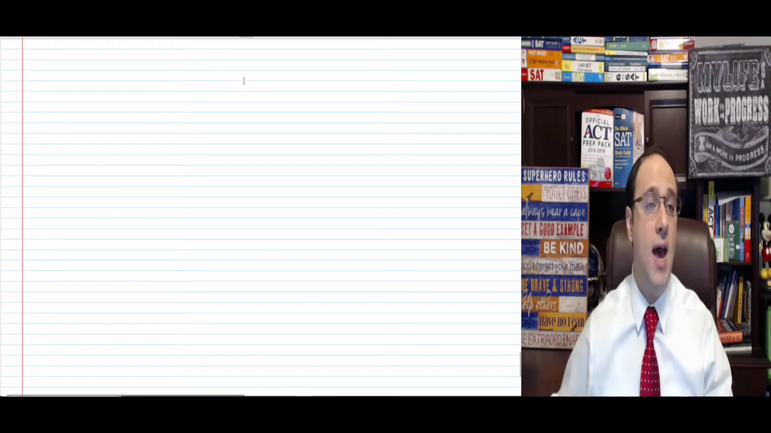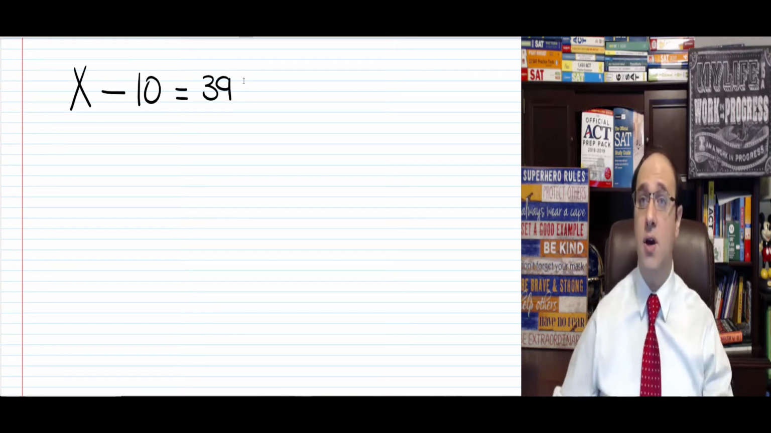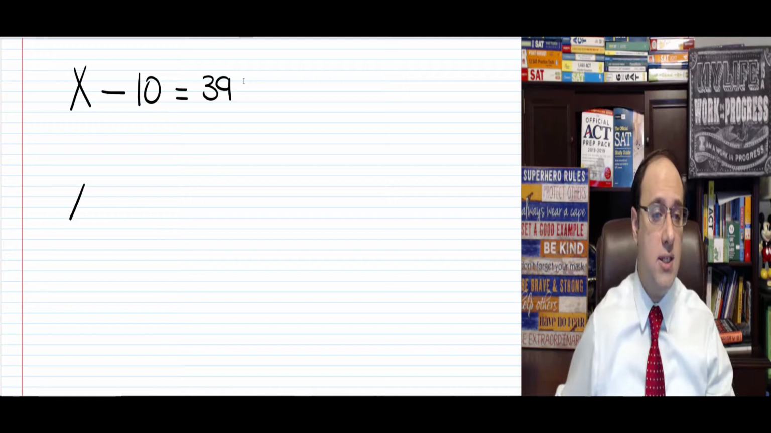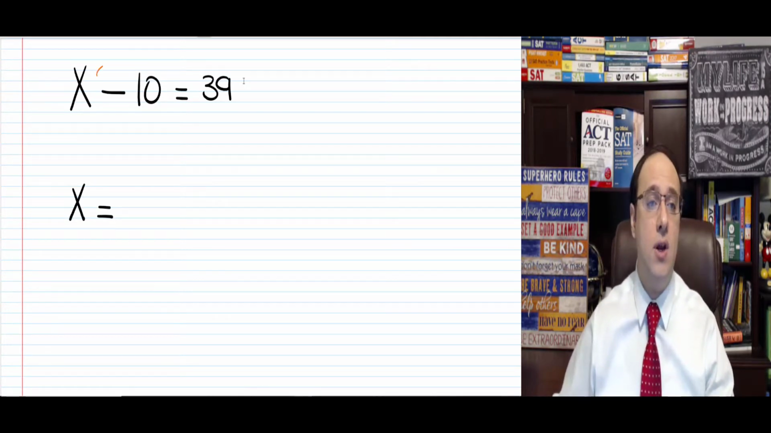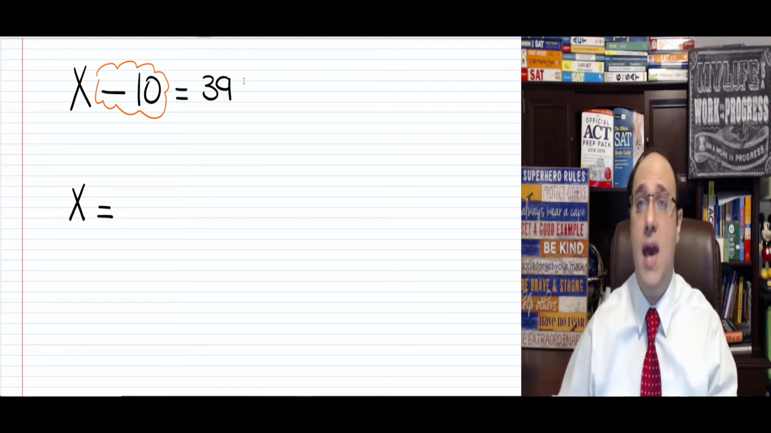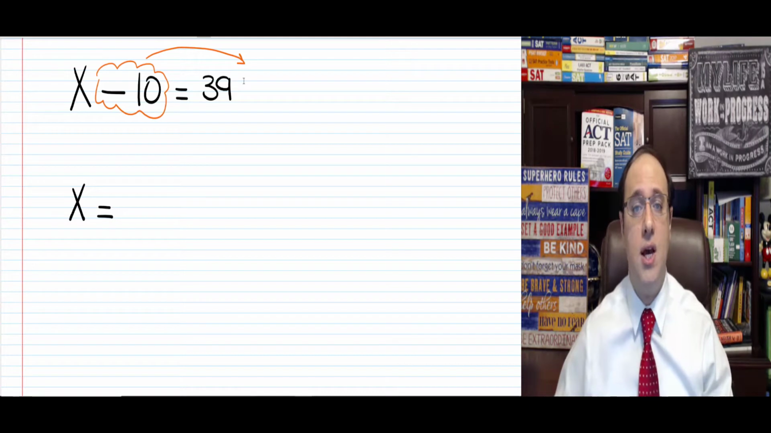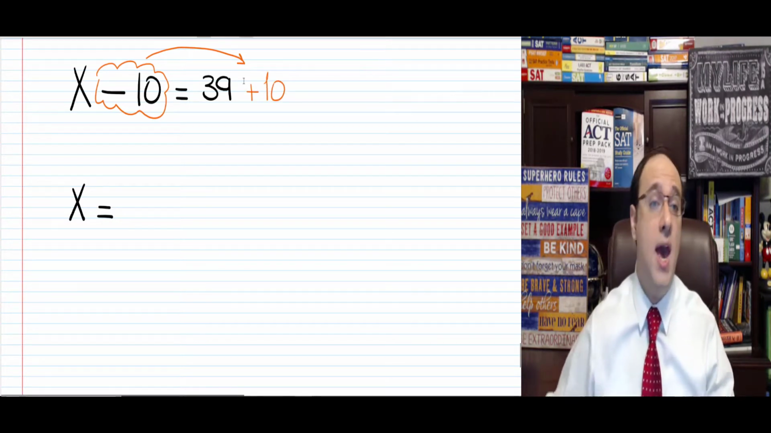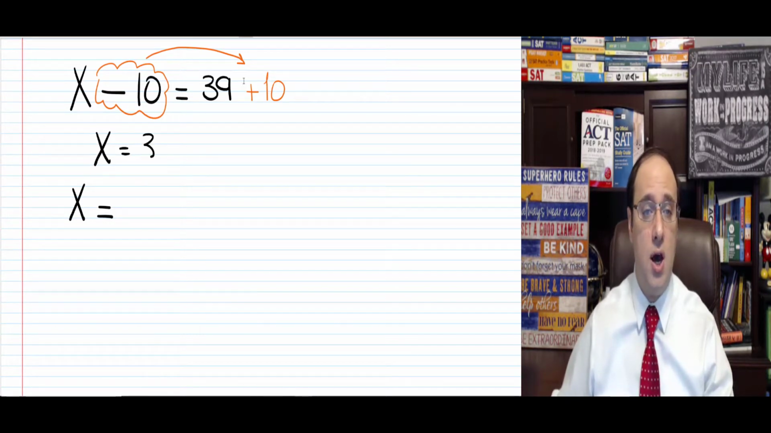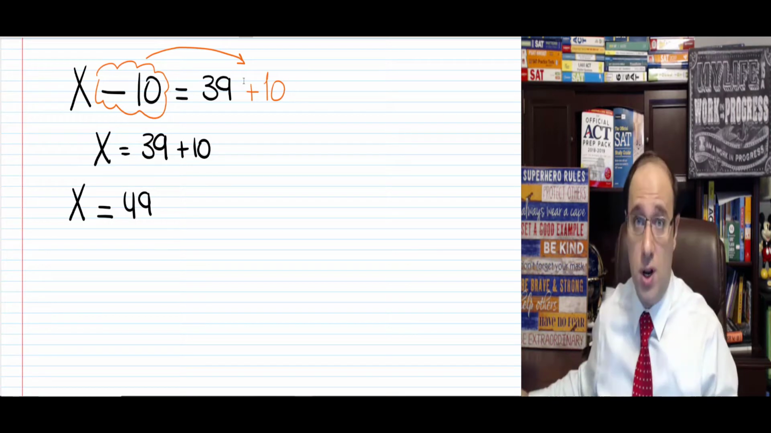Let's try another one. Here we have x minus 10 equals 39. Again, we want x by itself equals something. We want to find the value of x. So we need to get rid of anything that is next to the x. Here we have minus 10. Move it to the other side of the equal sign. Change the minus into plus, so you have plus 10. X equals 39 plus 10. That means x equals 49.